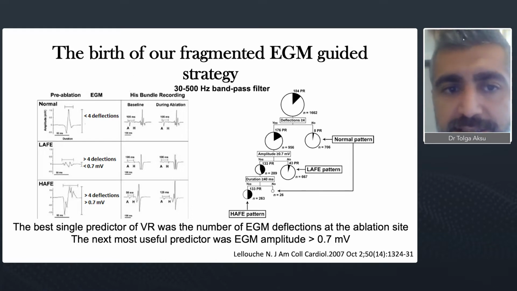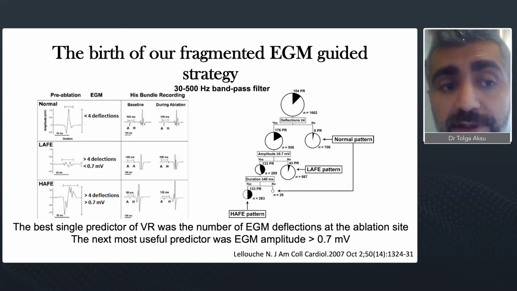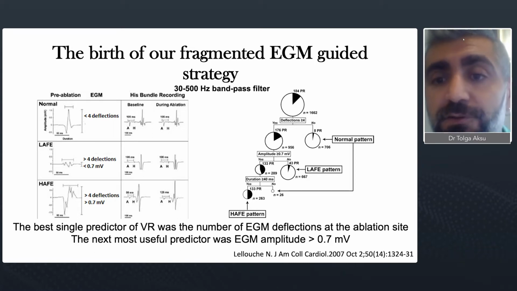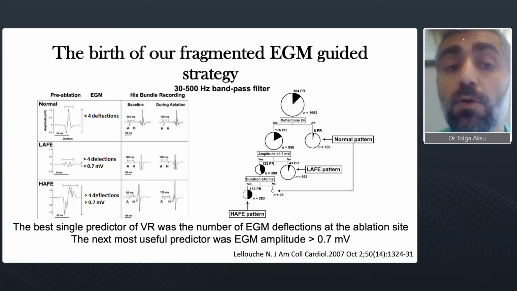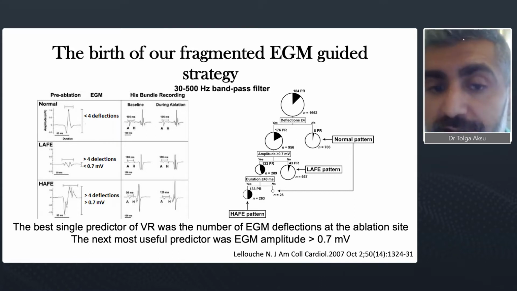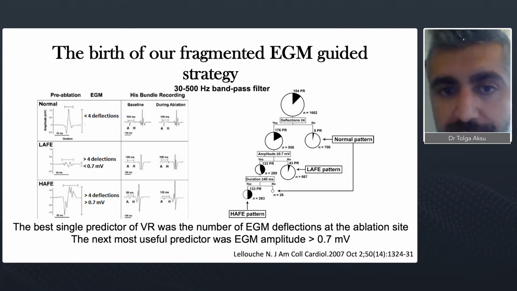In a well-designed study, Lelouch et al. studied left atrial electrograms during sinus rhythm and demonstrated three different electrogram characteristics: normal atrial electrogram or fragmented atrial electrograms, demonstrating more than three or four deflections. And if you see more deflections on electrograms, you will see more positive vagal response during RF application.